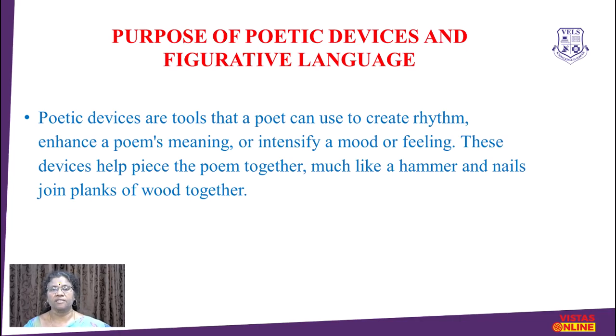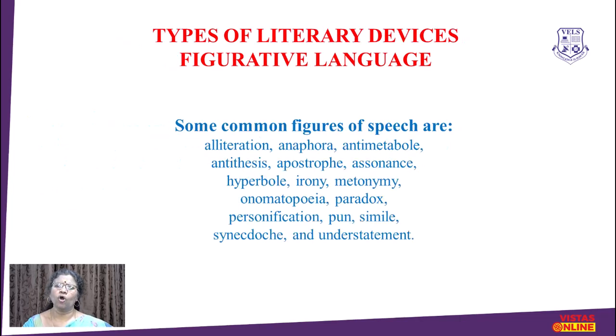Poetic devices are techniques and elements such as rhythm, meter, and techniques like repetition, alliteration and images used by poets to create a specific mood. So what are the common figurative speeches that we have? First is alliteration, anaphora, antithesis, apostrophe, assonance, hyperbole, irony, metonymy, onomatopoeia, paradox, personification, pun, simile, synecdoche and understatement. We may not discuss everything, but let's focus on a few repeatedly used devices.